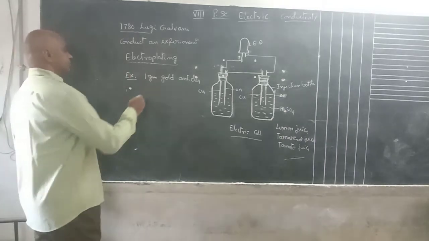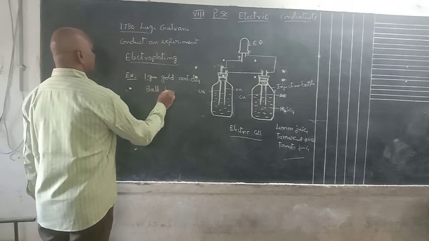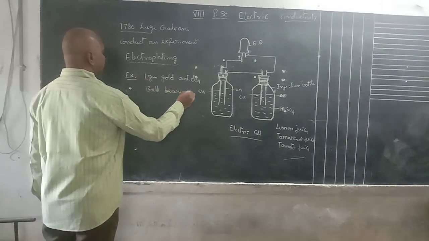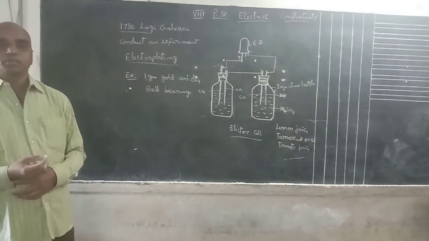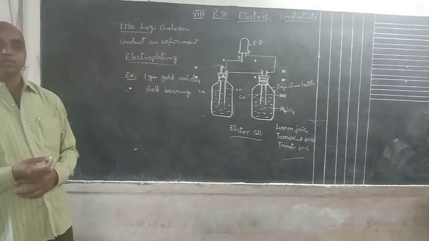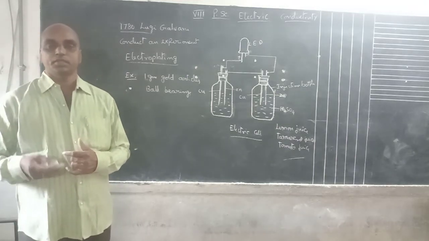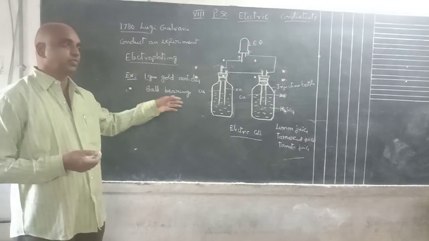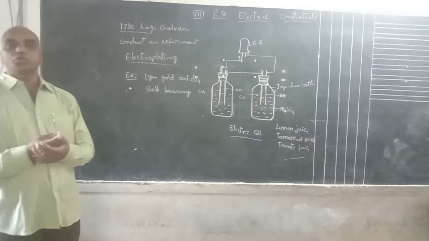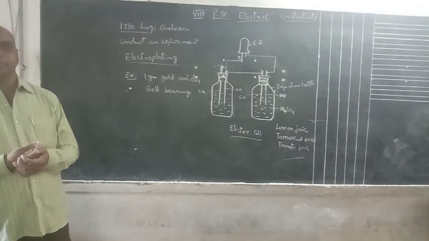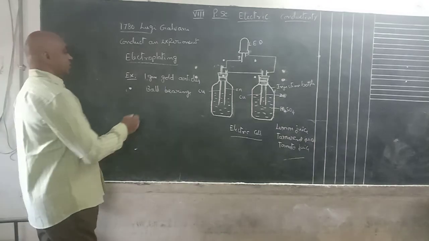And the second one, ball bearings. Generally, ball bearings are made of iron, but when you use iron ball bearings, what happens? Slowly, corrosion or rusting happens. They are damaged and cannot be used further. So these ball bearings are made by coating with zinc or chromium, nickel, like this.